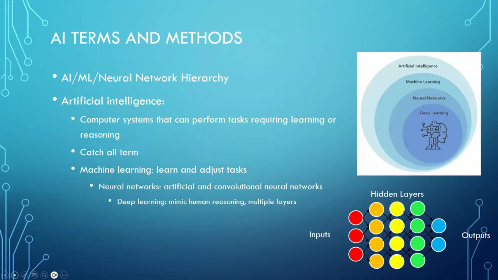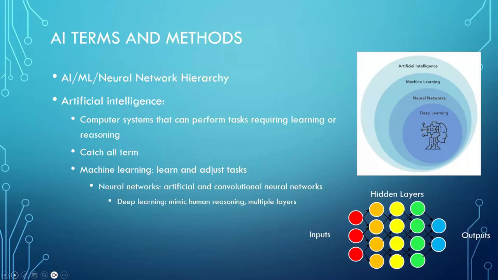So we're going to start with the AI terms and methods, the term hierarchy when it comes to artificial intelligence. So when we say artificial intelligence, this is a very broad catch-all term that we use to refer to a lot of different applications that are performing tasks that are very complicated that one might traditionally say would require human reasoning. But there are more specific terms within that umbrella that you may hear as well.